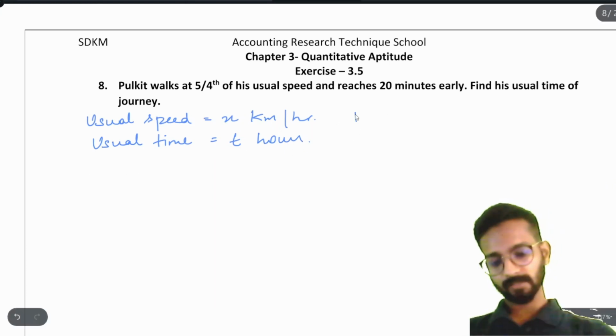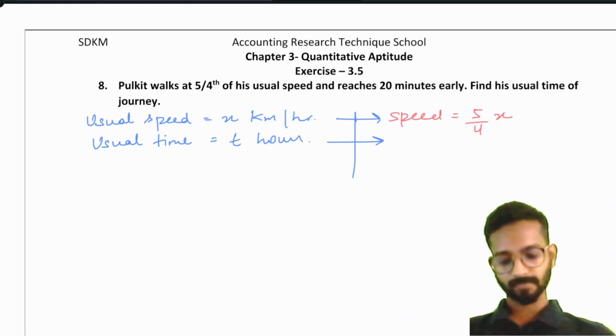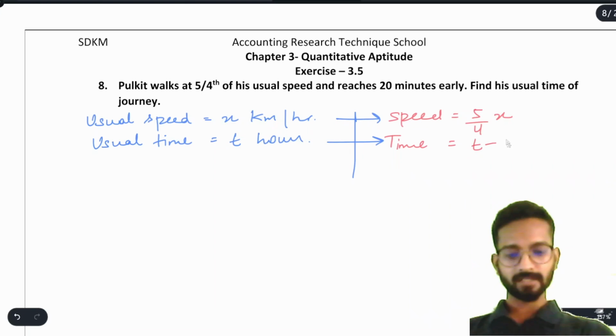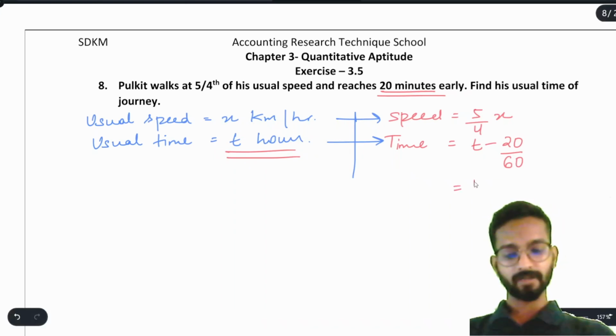Then here, if he is traveling at a speed of 5 by 4 of x, he will reach 20 minutes early. If he is reaching 20 minutes early, I can say time taken is t minus 20, but now be very careful. This is t hours, this is 20 minutes. So you cannot write t minus 20 minutes, you have to convert into hours. So t minus 20 by 60. Be very careful in this case. So you can write here t minus 1 by 3 hours.